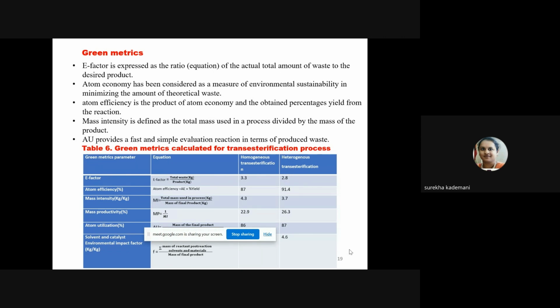Atom efficiency is 87 for homogeneous and 91.4 for heterogeneous. Mass intensity is 4.3 for homogeneous and 3.7 for heterogeneous. Atom utilization is 86 for homogeneous and 87 for heterogeneous. Solvent impact factor is 3.8 for homogeneous and 4.6 for heterogeneous.